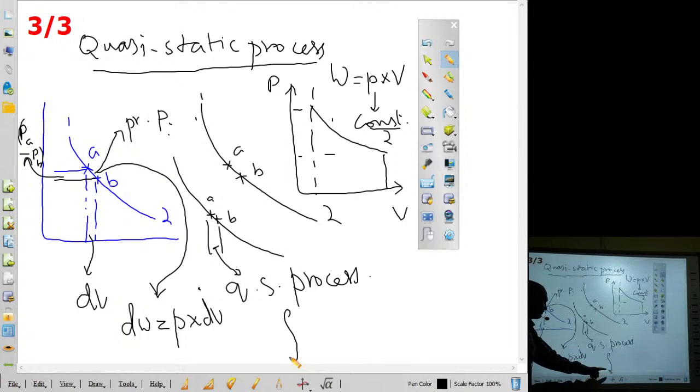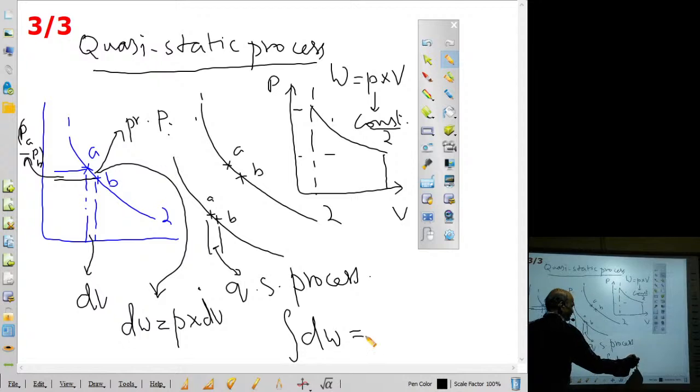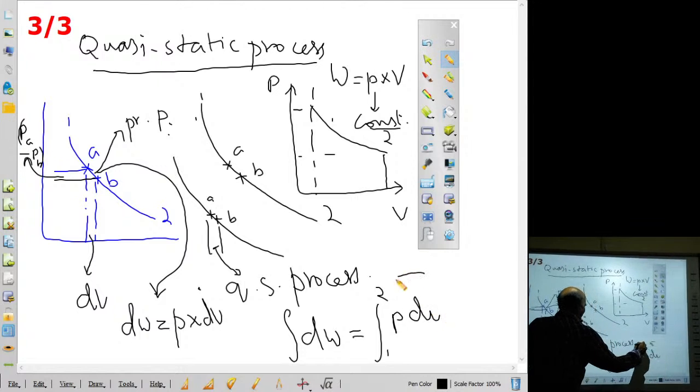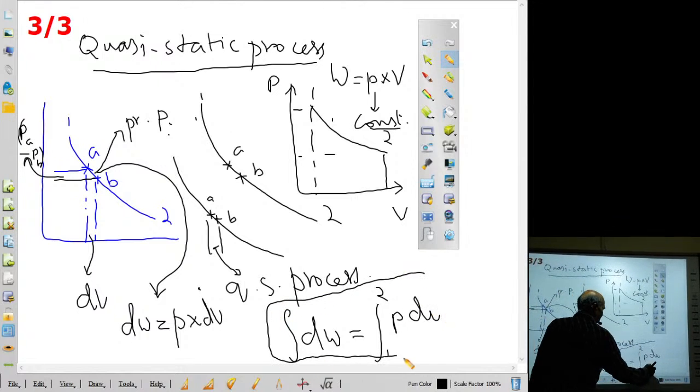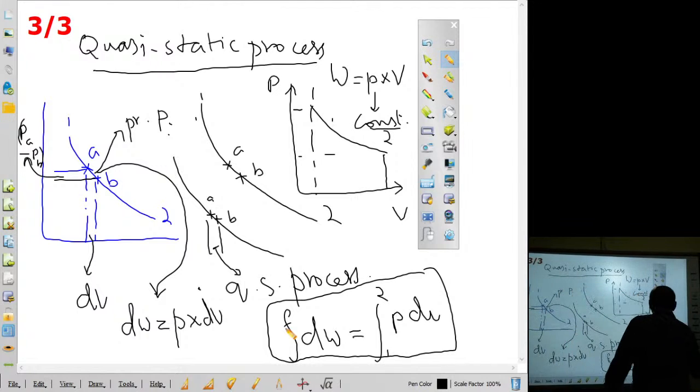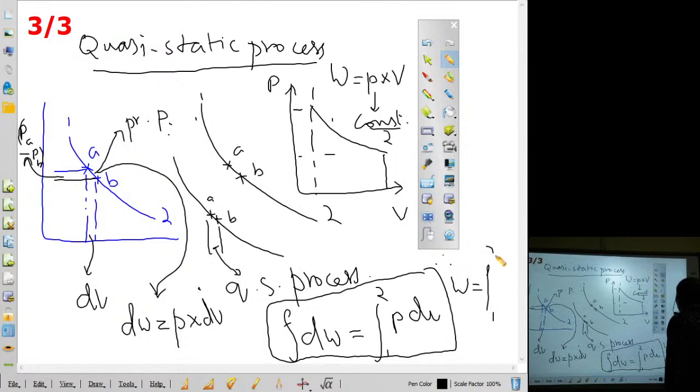So integration means sum of. Sum of what? All these values. So the sum of all these values is equal to the integration from point 1 of the process to point 2 of the process, of PdV. So this is that all-important equation which we use. Therefore, the work done is equal to the integral from 1 to 2 of PdV.